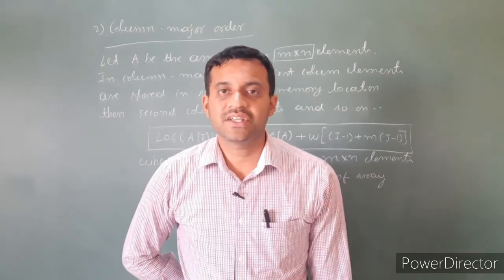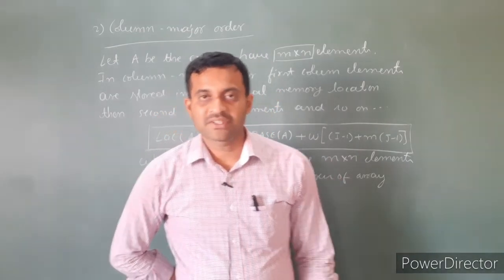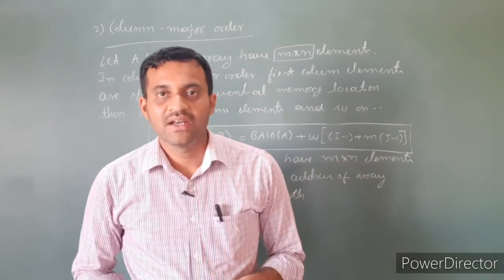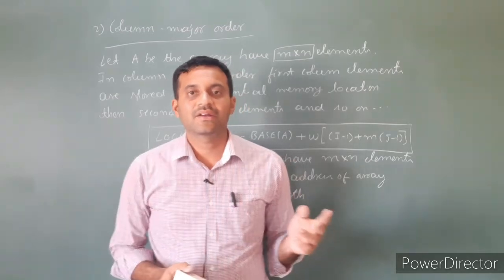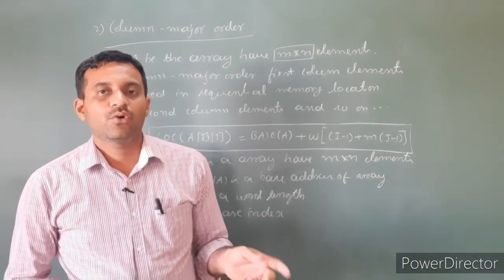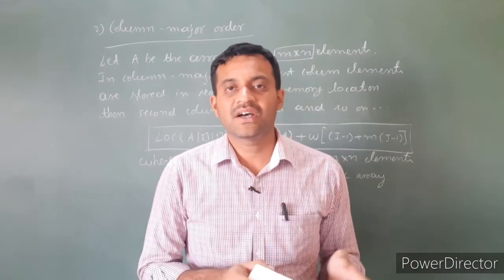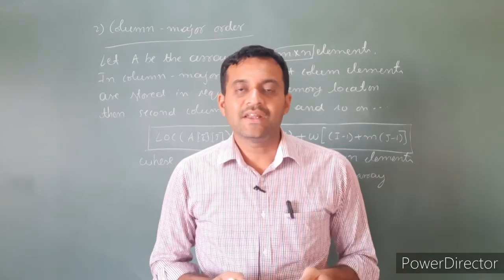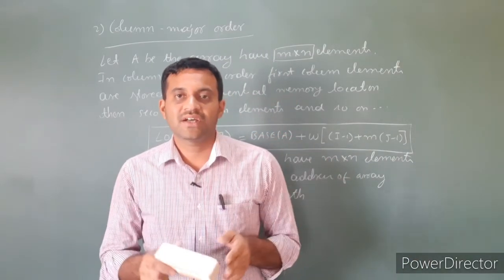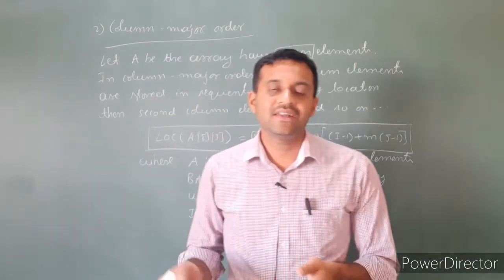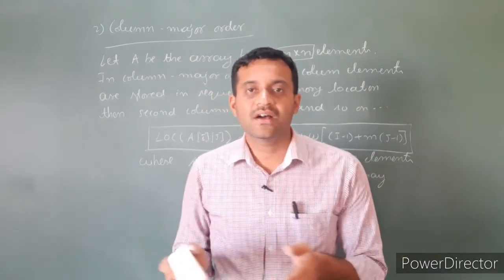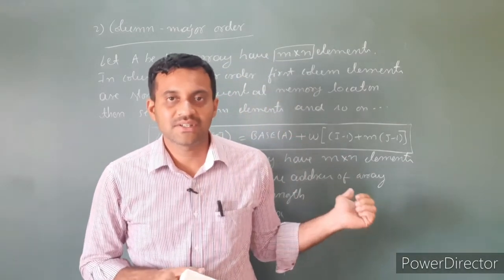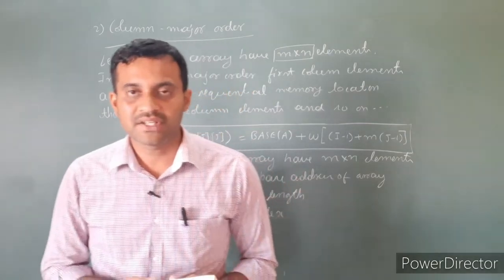So these are the two concepts in two-dimensional arrays. A two-dimensional array has two index values. To represent memory for a two-dimensional array, we follow either row major order or column major order. In row major order, first row elements are arranged in sequential memory locations, then second row elements, and so on. In column major order, first column elements are stored in sequential memory locations, then second column elements, then third column elements, and so on. Like this the memory is allotted. Then we also discussed the formula in row major order and column major order.